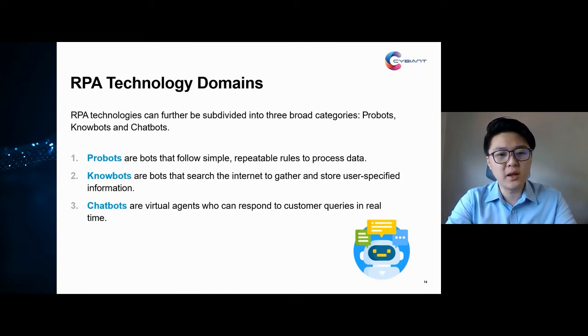The RPA technology domain can be subdivided into three broad categories. The first is probots, which are robots that follow simple, repeatable rules to process data. The second is knowbots, which are bots that search the internet to gather and store user specified information. The third is chatbots, which are virtual agents who can respond to customer queries in real time. In this one, we will focus on probots.